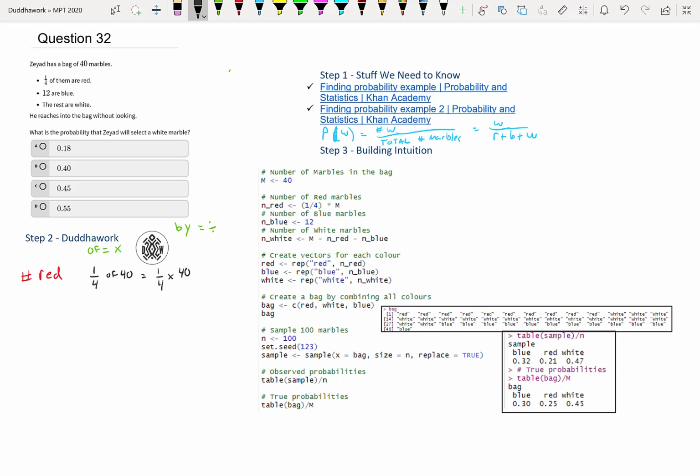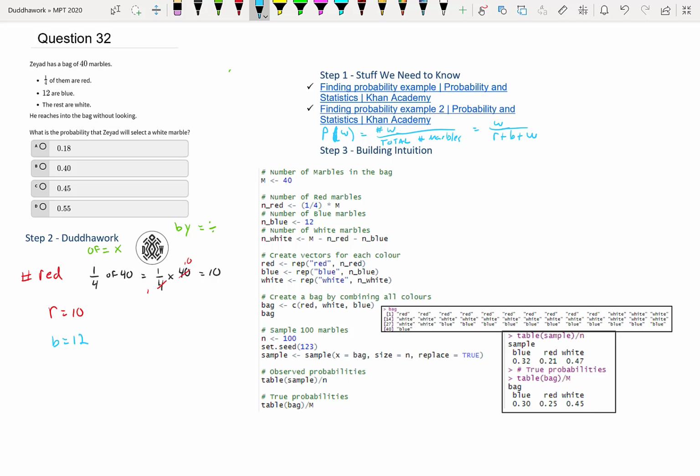We need to know how to multiply fractions, but we multiply the top and bottom and we'd have 40 over 4, or we can simplify this right now by dividing by 4. We'd get 10, we'd get 1. So essentially we get 10. So we have R is equal to 10. And then we have 12 blue. So we have that blue is equal to 12.